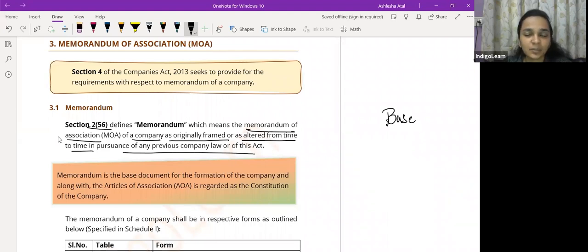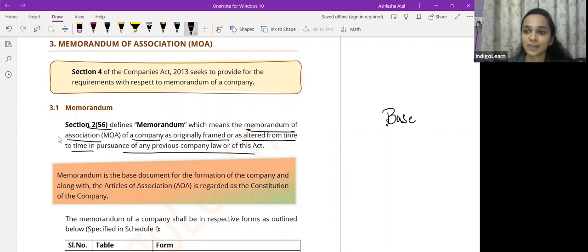Can the contents of the MOA be altered? The answer is yes. आप मेमोरेंडम के कंटेंट्स को ऑल्टर कर सकते हो. Alteration of MOA is possible, which we'll understand not today, but after we complete MOA and AOA, we'll talk of alteration of MOA and AOA. So MOA जो होता है वो either originally framed MOA होगा या फिर the MOA which has been altered from time to time. As per the provisions of the Companies Act, you cannot alter the MOA going beyond the provisions of the Act. You have to abide by the law और उसके दायरे में रहते हुए ही आप कोई भी चीज कर सकते हो.